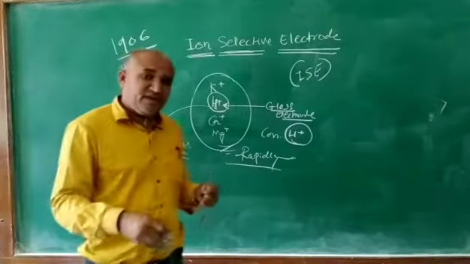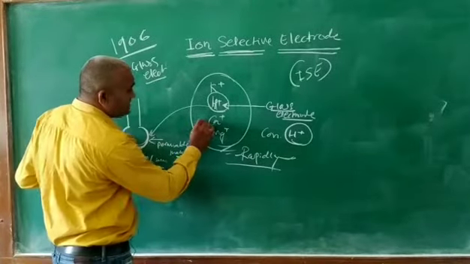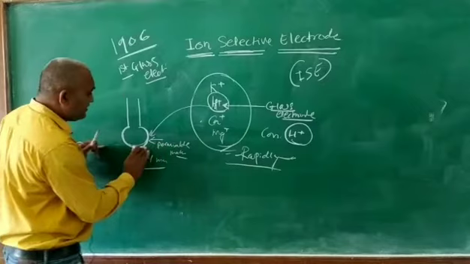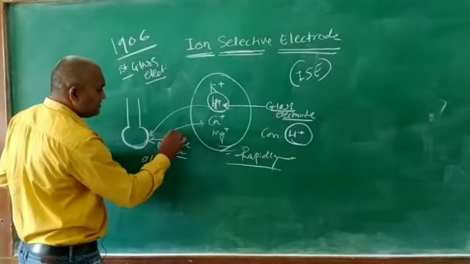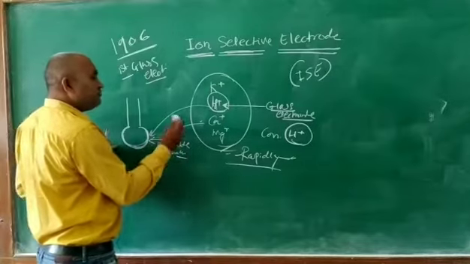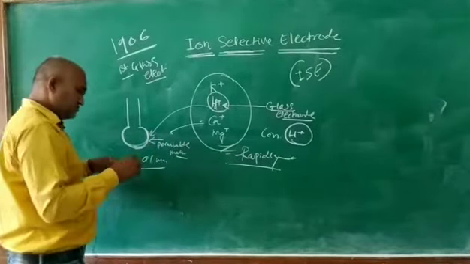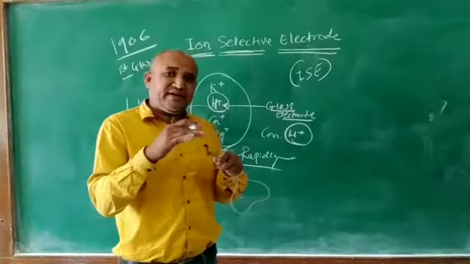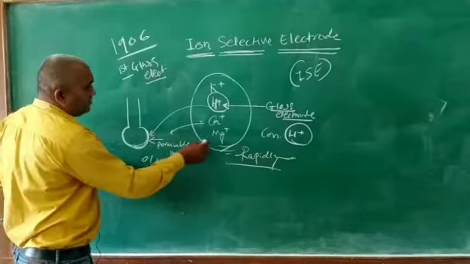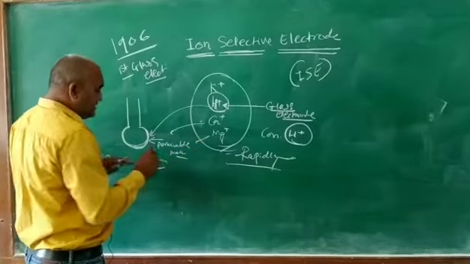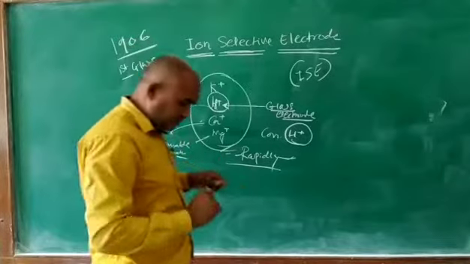For a particular ion, suppose we measure with a calcium ion selective electrode. Here the permeable membrane is changed for calcium ions. So when we measure the calcium ion, the permeable membrane is changed, and the permeable membrane allows only calcium ions. When we measure the magnesium ion, the permeable membrane is changed to measure the magnesium ion.